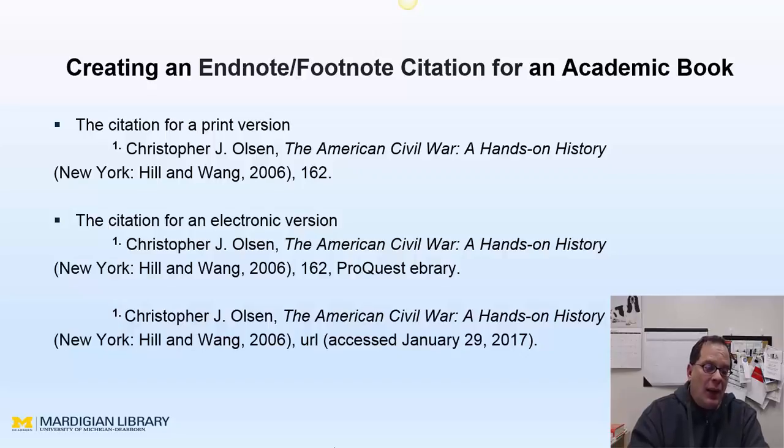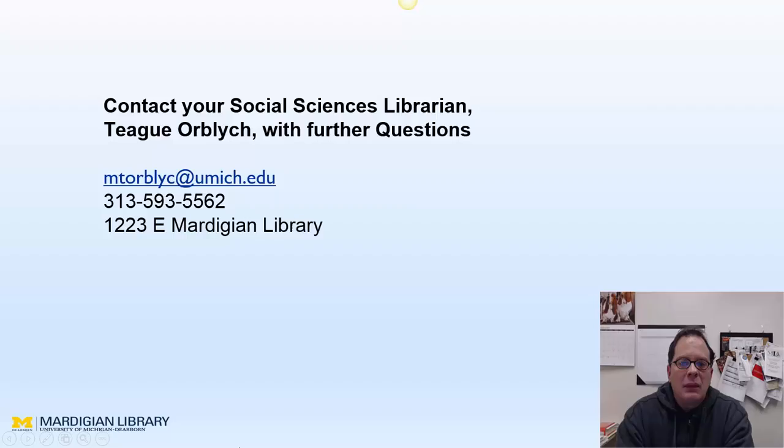Now, with the last citation here, this is if you find something freely available on the internet, okay, you would need to then include the URL and then the date the item was accessed. This is if it's a book, okay, and we have found it freely available on the internet. We then provide the URL and then the date it was accessed. Okay, so these are some simple instructions for creating an endnote or footnote citation for an academic book.